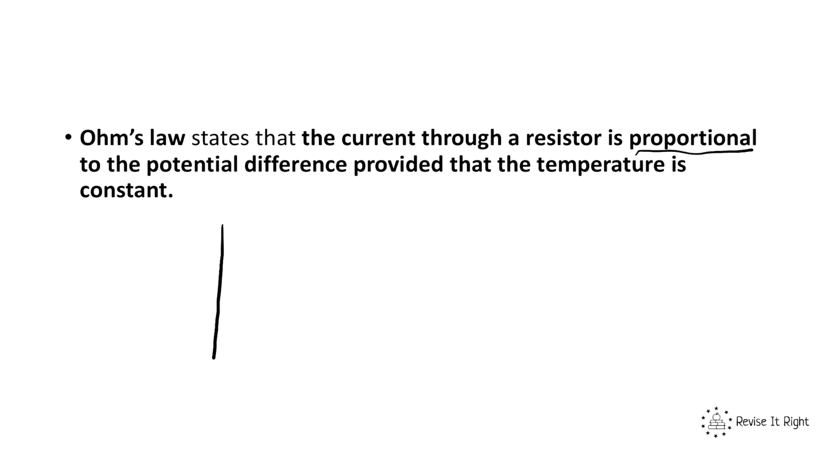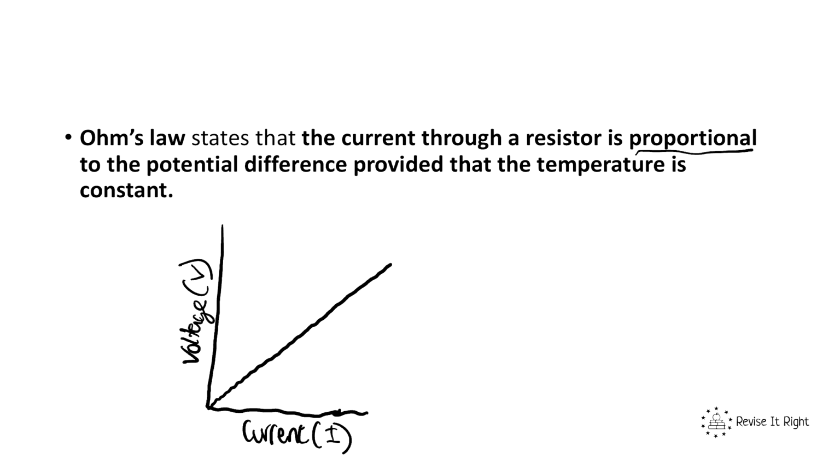Well, if I draw a graph to describe what I'm saying, we're going to draw something called an IV graph, i.e. a current voltage graph, with current along the X, representing I, and voltage or potential difference along the Y, which is V, and that's why we call it an IV graph. Now Ohm's law states the current through a resistor is proportional to the potential difference provided that the temperature is constant. So that means that as the current goes up, the voltage goes up as well. So our graph looks like this and is a straight line.